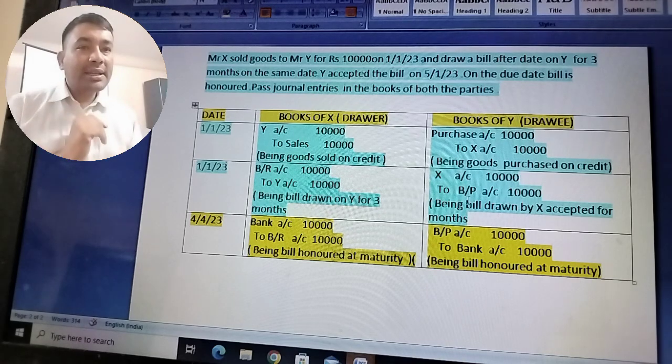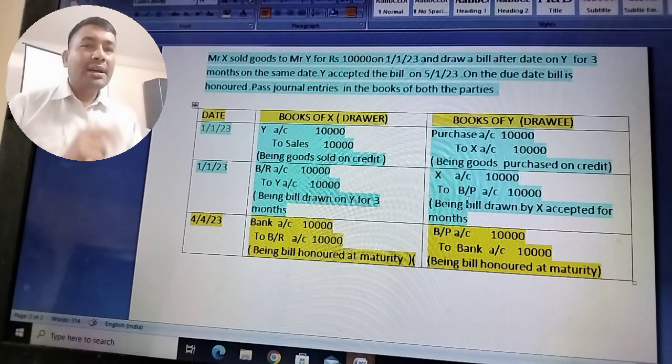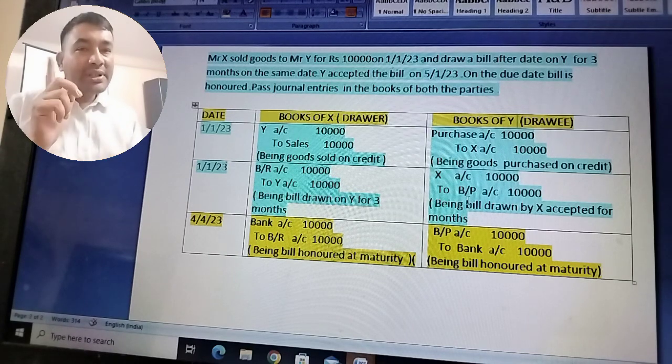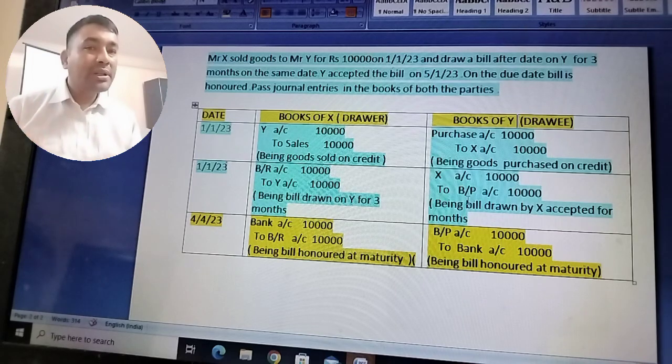So here X is selling goods to Y for rupees 1 lakh on 1/1/23 and draws a bill after date. See, after date. There are two types of bill: one is after date and the other is after sight. If it is a case of after date, then the period of maturity should be counted from the date of drawing of the bill by the drawer, not from the date of acceptance by the drawee. But if it is after sight, then the date of maturity should be counted from the date of acceptance of the bill by the drawee, not from the date of drawing.